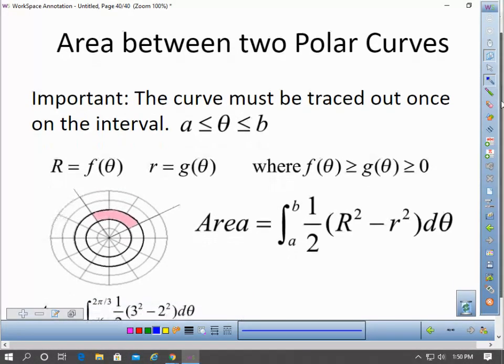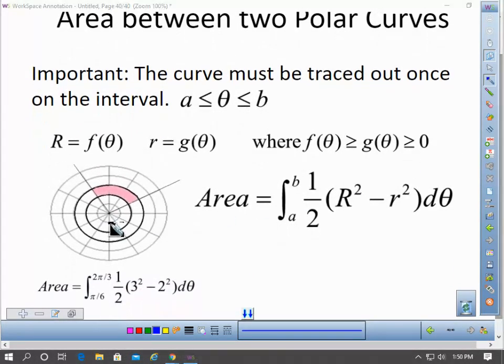In this picture, I made an example using two simple circles just to explain it. Again, the curve can only be traced once on the interval, whatever the interval is from a to b. We're going to have two functions, a big R and a little r. My big R is my outside function further from the pole, and my little r is the one closest. So you do your distance out minus the distance on the inside. It's this length minus this length, which gives us this little length in here.